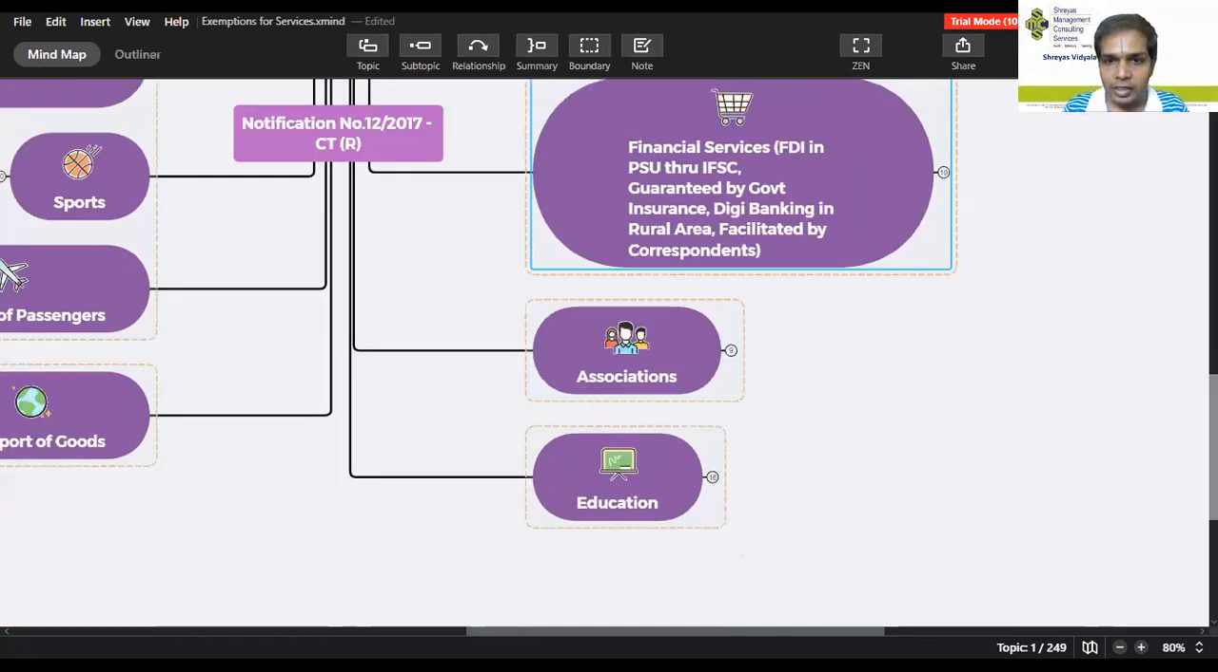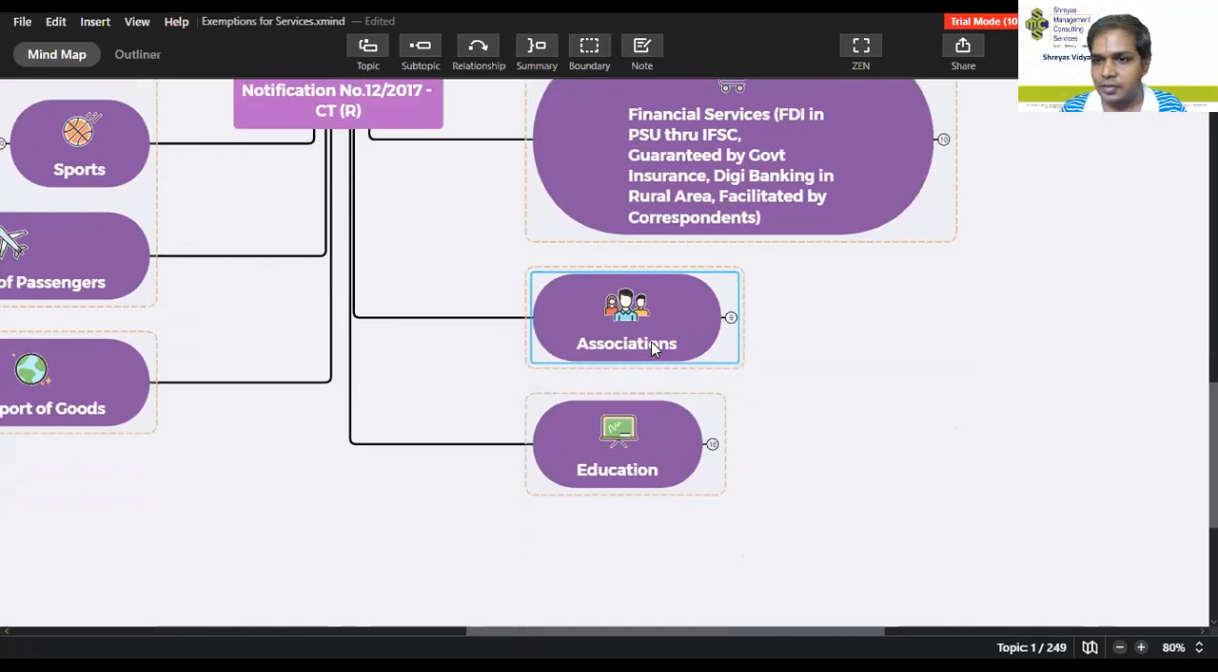Then we talked about associations. Broadly, we discussed 3-4 exemptions about associations. There was a threshold limit we saw. If you know the threshold limit, you can put it in the chat box so that others who didn't participate will also be aware that up to some number, the associations don't have to pay GST. Put it in the chat box if you know what number that is.